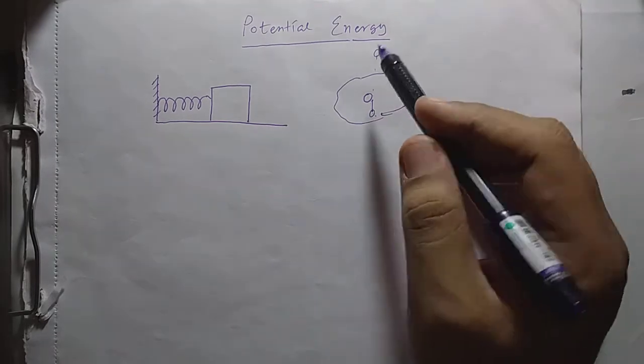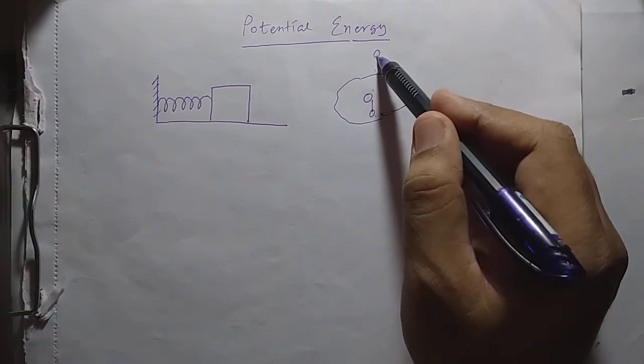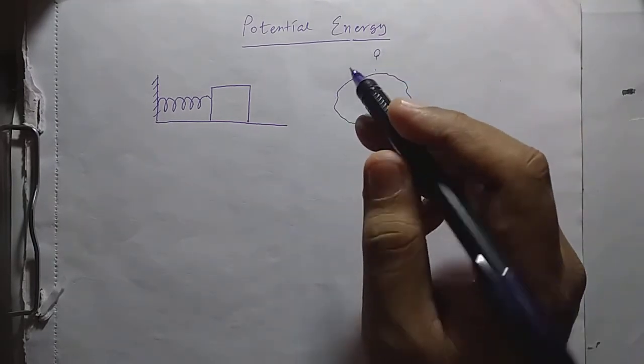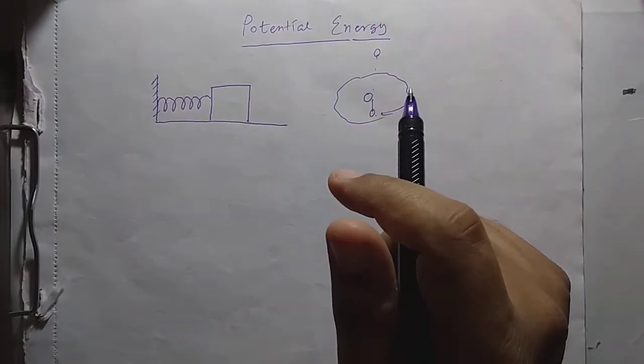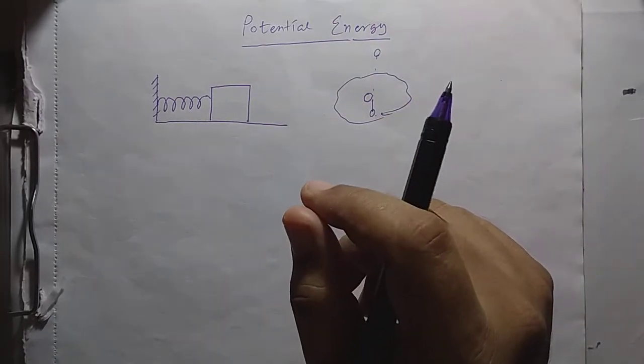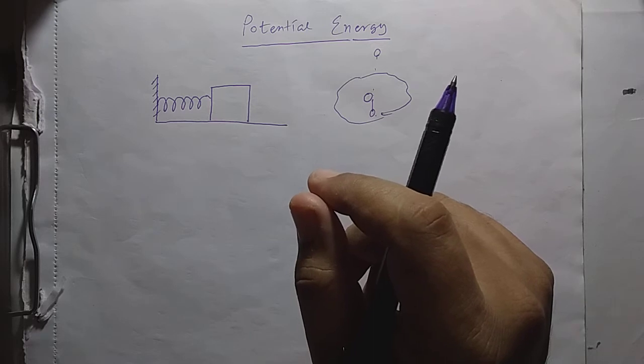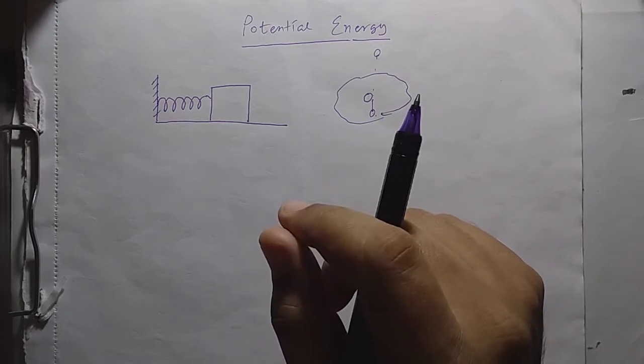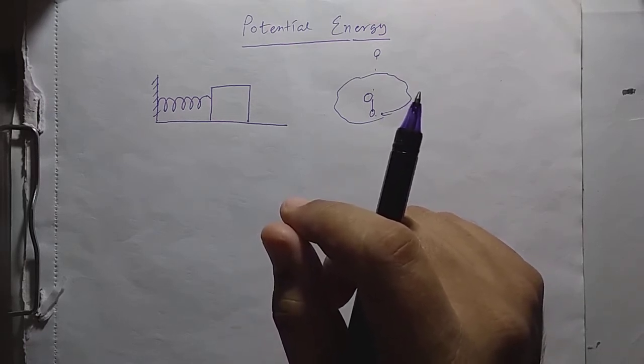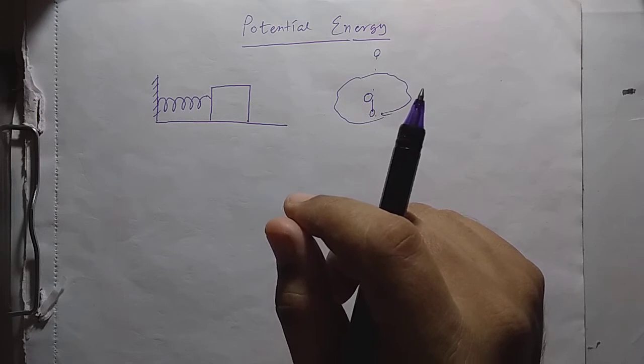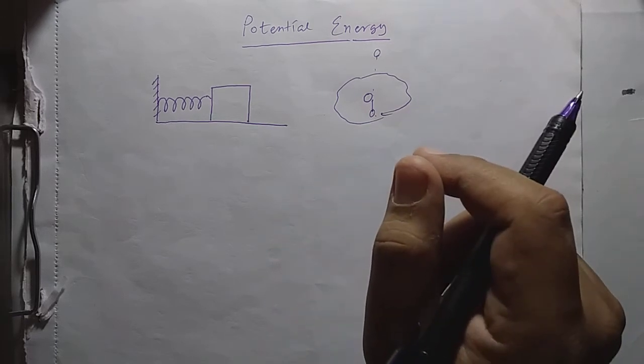Why? Because if I change the position of the object, it can do some work. So that is known as potential energy. So what is potential energy? The energy of an object because of its position or shape is called its potential energy.